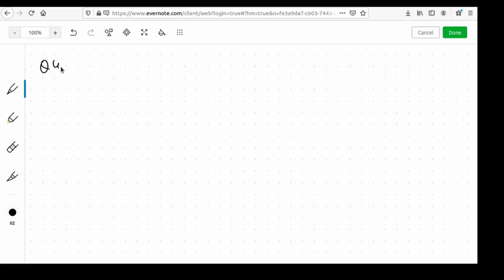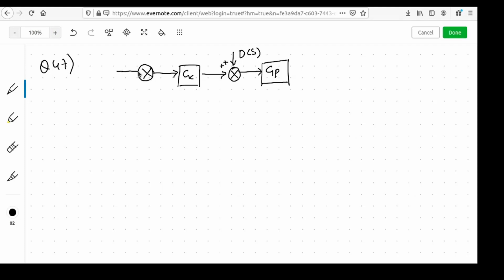So, we are given the plant Gp, then a disturbance input D of s, compensator Gc, the reference R of s, and a negative unity feedback. T of s is the output.